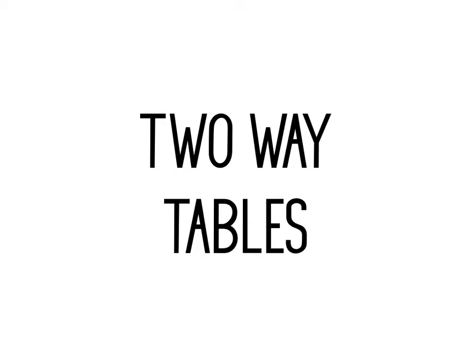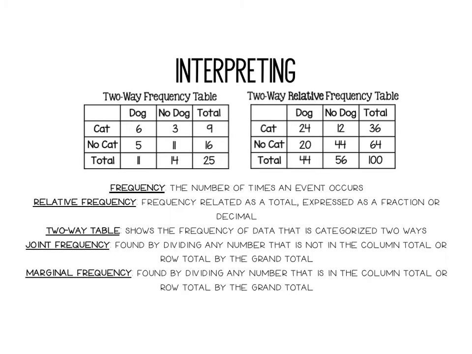This lesson is on two-way frequency tables. We talked a little bit about them in our data and statistics overview lesson, and now we're going to dive a little bit deeper. So the first thing we're going to talk about is interpreting them.